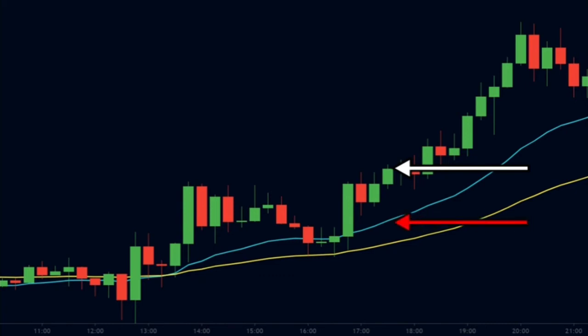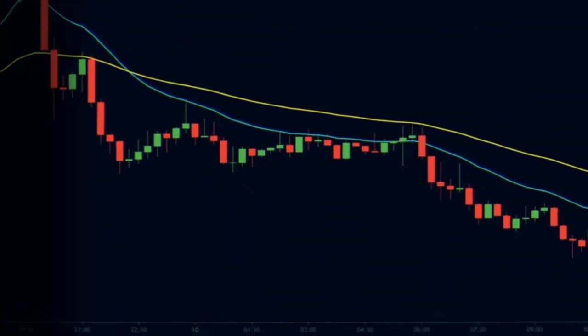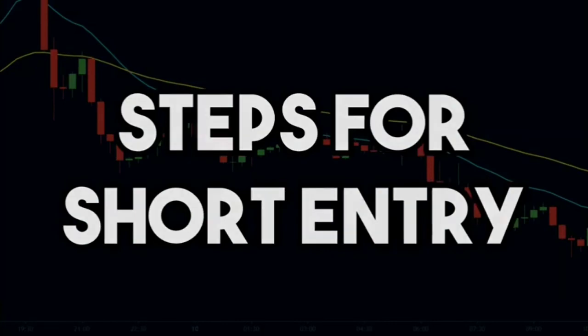We can place our stop loss below the 20 EMA, and we can place our targets at 1.5:1 risk to reward ratio. And as you can see, we achieved our profits on this trade. Now, let's look at a sell trade and understand the rules of going short.